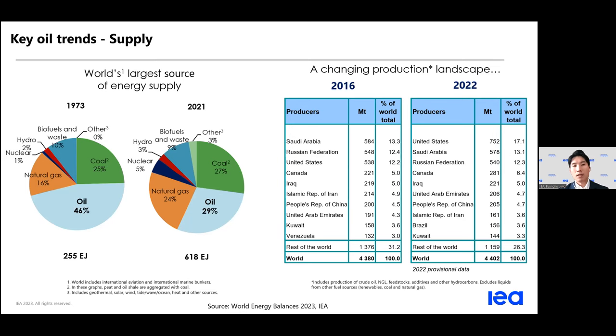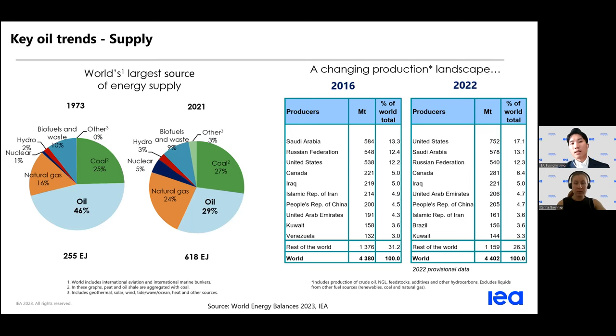On the right-hand side, there are two tables showing the oil production landscape between 2016 and 2022. Back in 2016, Saudi Arabia and the Russian Federation were the top oil producers at the time. However, since 2017 and continuing in 2022, the United States has become the top oil producer.